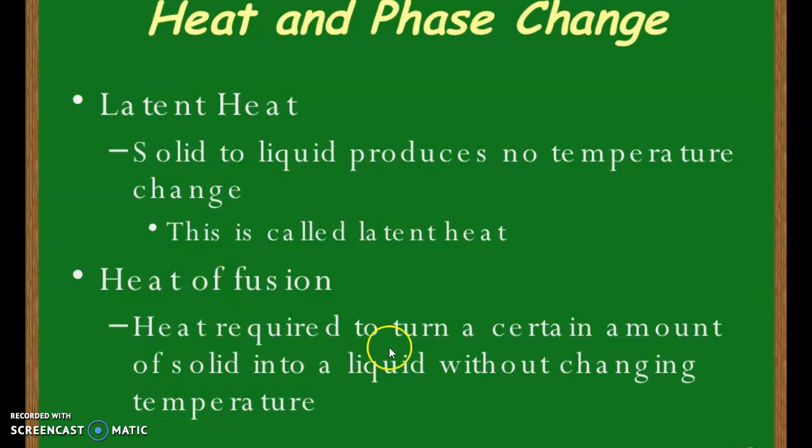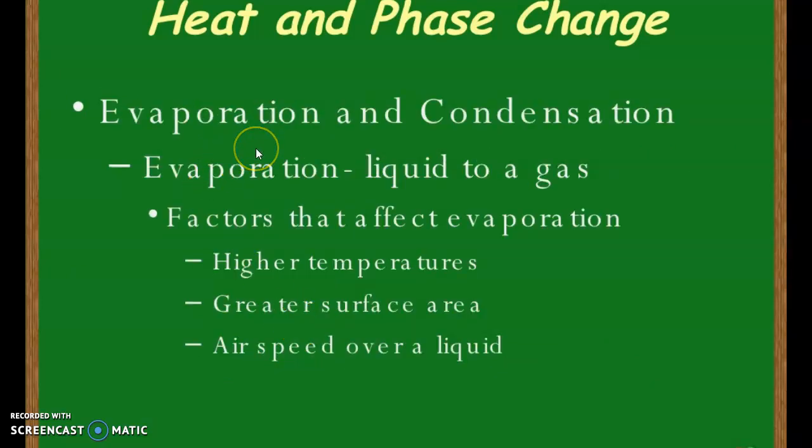Okay, so now evaporation and condensation. Evaporation is the change of a liquid to a gas. Factors that affect evaporation are, in general, higher temperature, greater surface area, and air speed over a liquid. For example, the sun causes evaporation of sea water. When it evaporates, we will have something called rain.